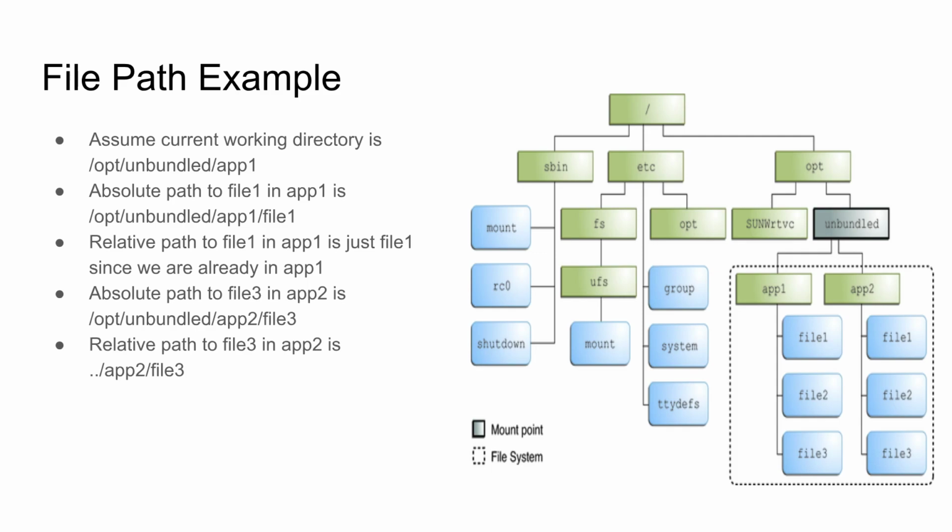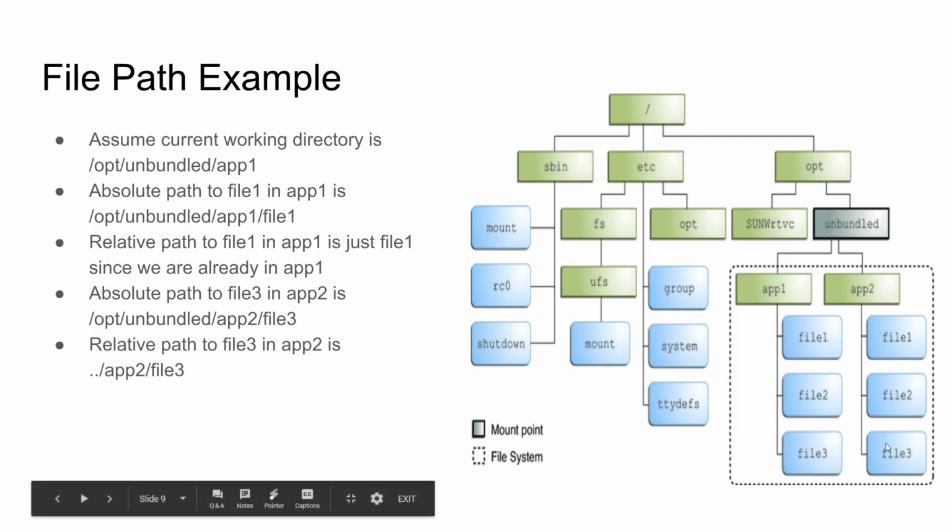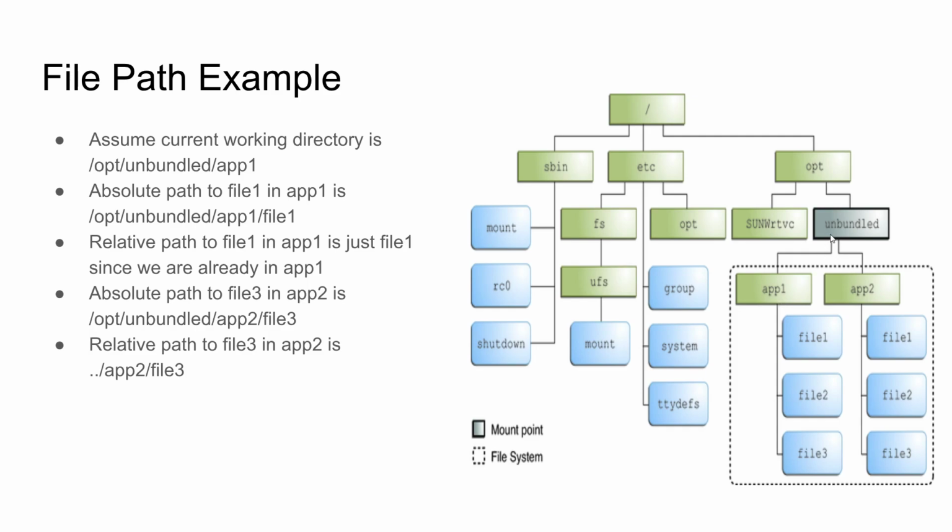So let's say we wanted to get to file1 inside of app1. Well, the absolute path to file1 inside app1 is /opt/unbundled/app1/file1. But if we want the relative path, it's just file1 because we're already inside app1. So let's say we wanted to get to file3 in app2. The absolute path again from the beginning is /opt/unbundled/app2/file3. But since we're currently in app1, if we wanted to use a relative path, we'd have to go up one level, .., then app2, then file3.